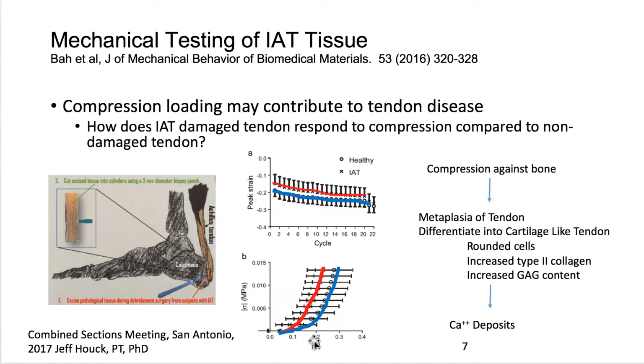The stress-strain curve shows us the same thing, where we have less deformation here per load than the control participants. So this confirmed the idea that the compression against the bone is causing metaplasia of the tendon to differentiate into cartilage-like tendon and calcium deposits, which explains the bone ingrowth within the tendon.